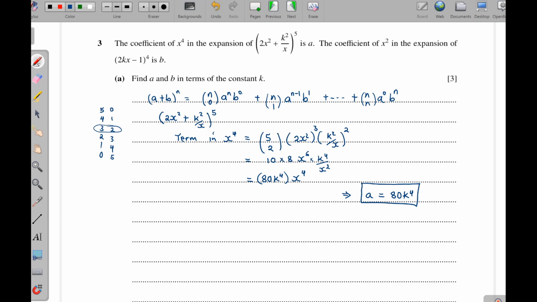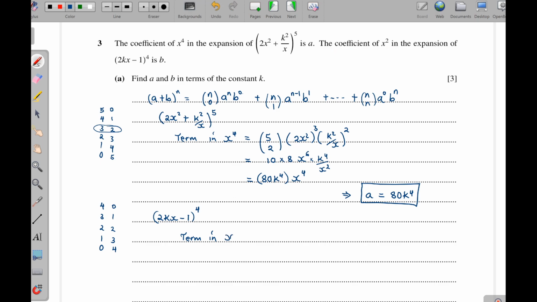As simple as that. Then we go to this other one here, (2kx - 1) to the power of 4. Now here we are going to move from 4, 3, 2, 1, 0, then 0, 1, 2, 3, 4. Okay, so here we need to get the term in what they said, the coefficient of x squared.